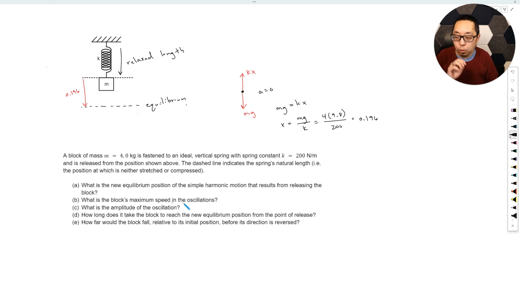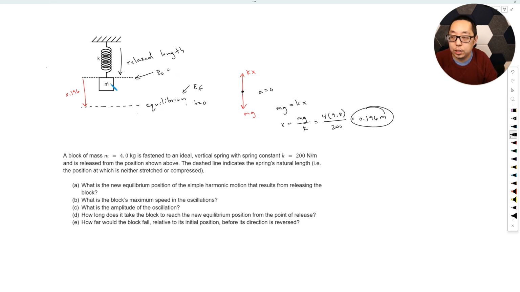Okay? What is the block's maximum speed in the oscillation? So we're going to do energy between here and here. Now, we don't have a minimum height, so we'll just say we're going to use energy conservation between here and here to help us figure out. So we're going to say this is h equals 0, okay? And then we can talk about energy conservation between this point and this point, because we released it from rest. So this is the initial energy, this is the final energy, and those energies should be equal to each other. Okay, because at the equilibrium is when we have the max speed, right? Max kinetic energy is at equilibrium, therefore we have the max speed.